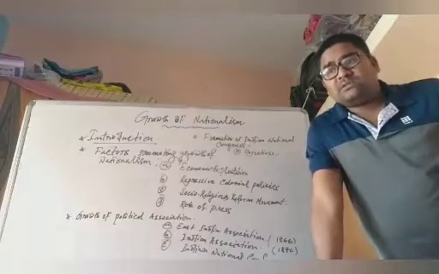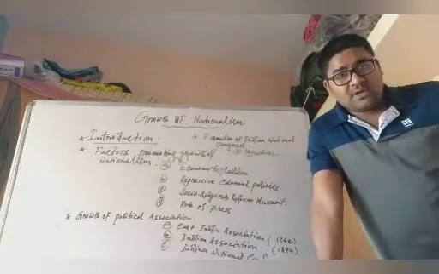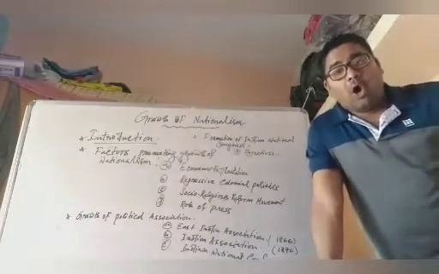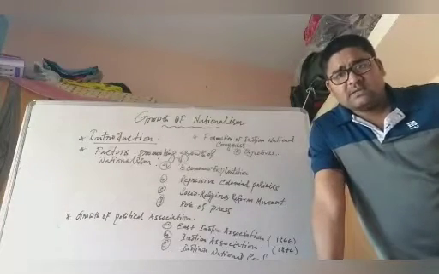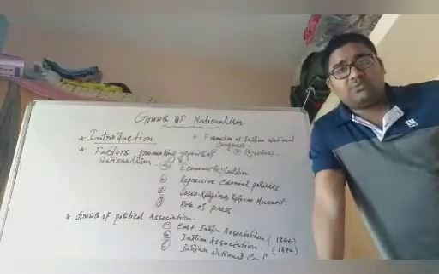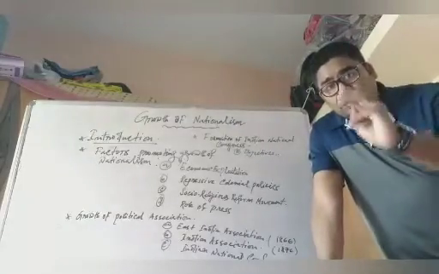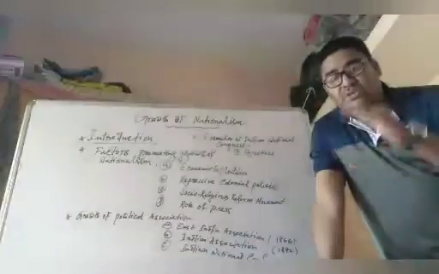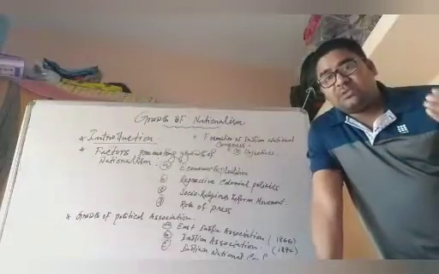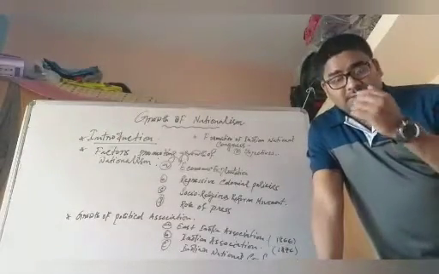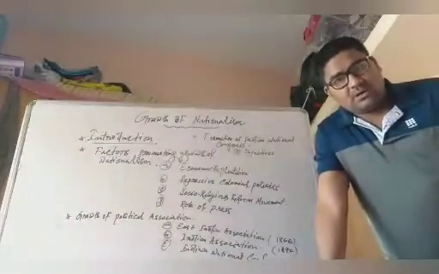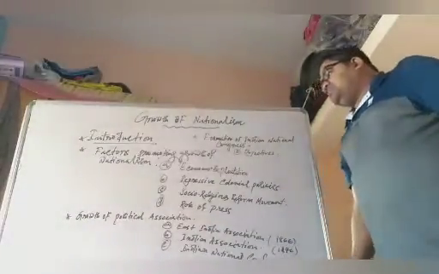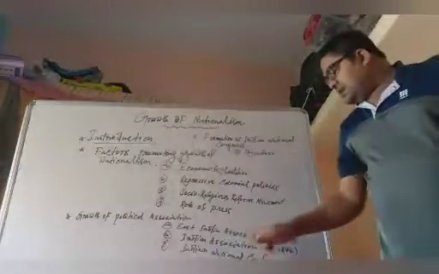So there was a constant realization of the need for an all India association. But before we discuss that, we will discuss three important associations which were considered the precursors, or forerunners, of the Indian National Congress. So, first is the East India Association.